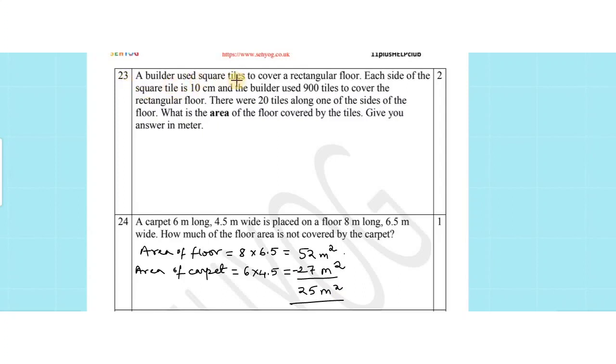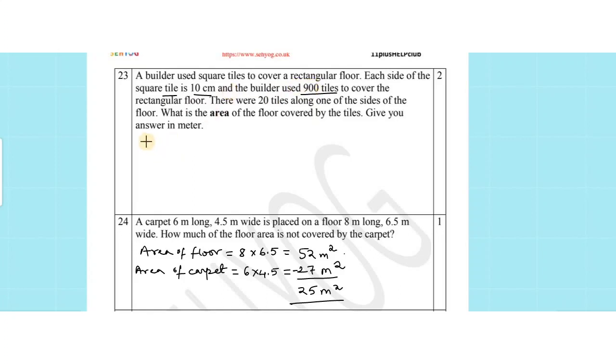In number 23, a builder used square tiles to cover a rectangular floor. Each side of the square tile is 10 centimeter and the builder used 900 tiles to cover the floor. So there were 20 tiles along one of the sides. What is the area of the floor covered by the tiles?